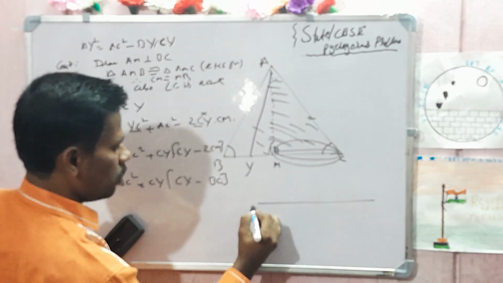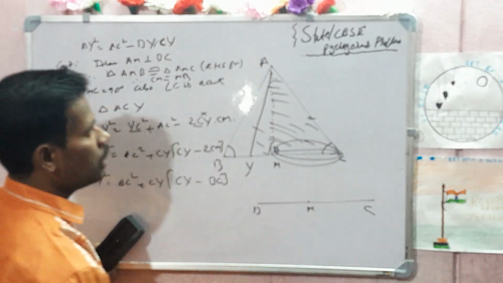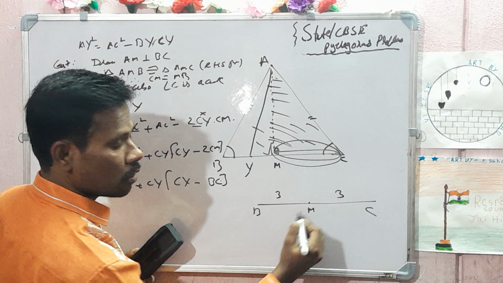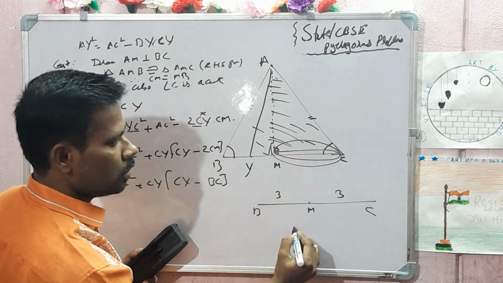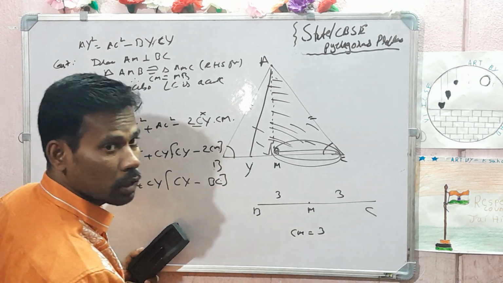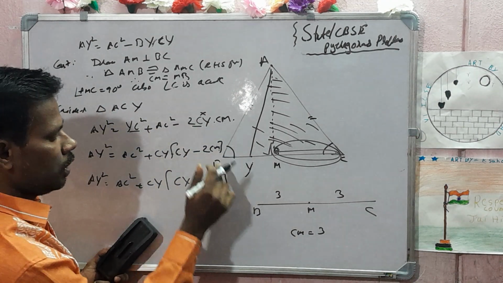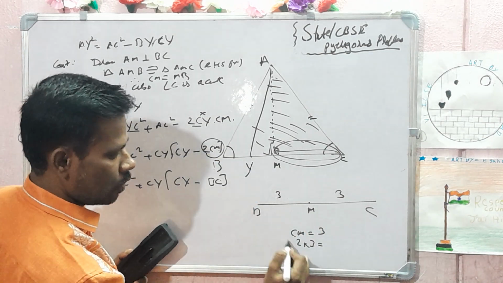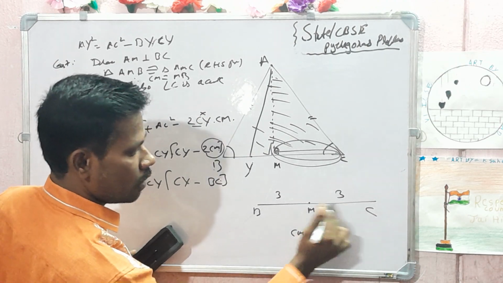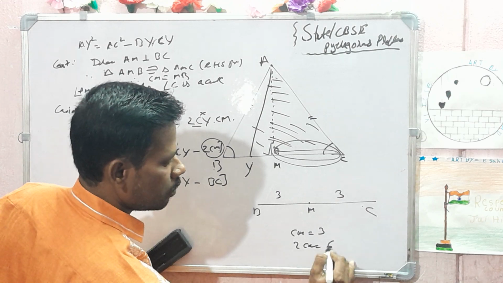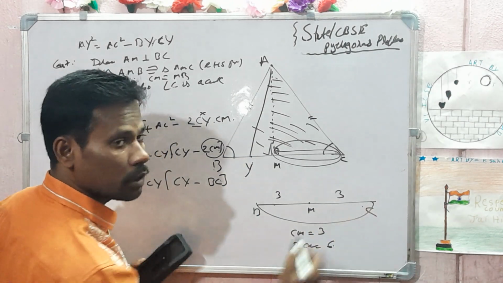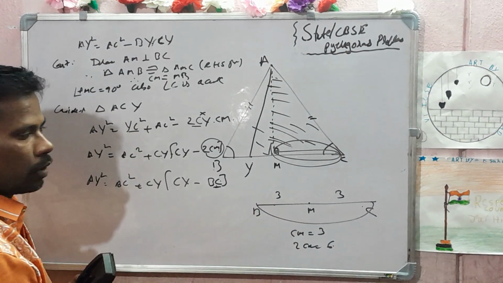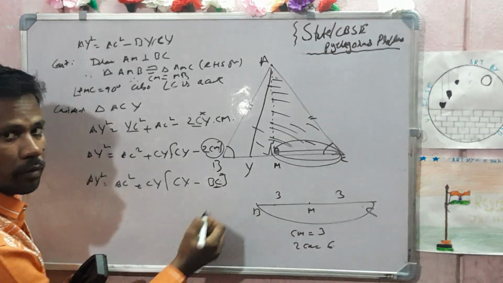See here, I will draw the sub-diagram. BC, and here M is the midpoint, so CM is equal to MB. Suppose this is 3, this is also 3. So CM length is 3. So 2 into CM is 2 into 3, which is 6. And 6 is nothing but BC, since 3 plus 3 is 6. So BC length is 6. I just took an example so that you have a clear picture and can understand from this.